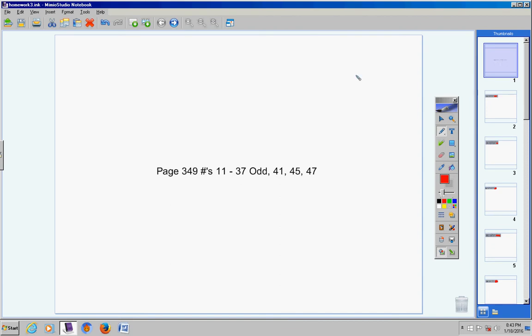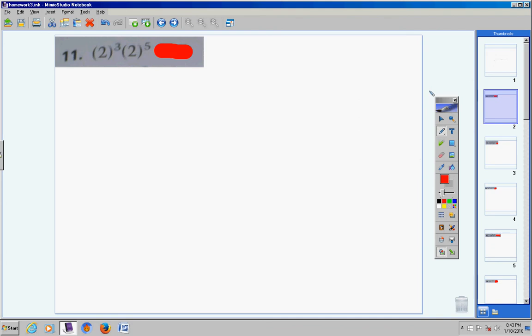Video, page 349. Let's go ahead and get started with this video. Numbers 11 through 37, the directions say to simplify the expression. I'm going to go a step further and say that we do not want negative exponents, okay?